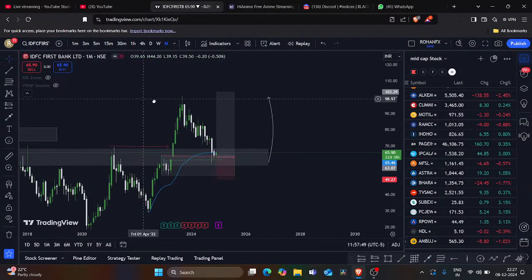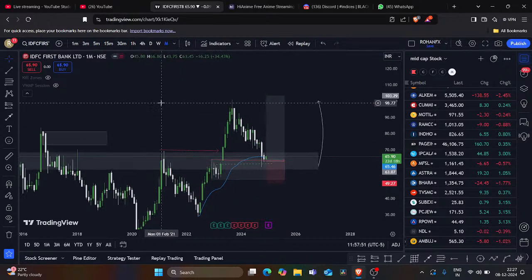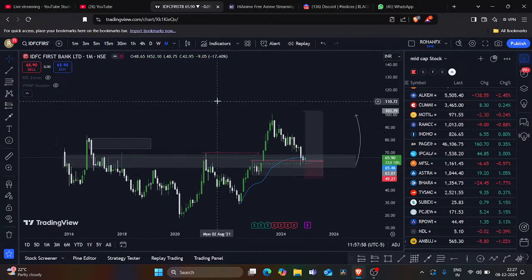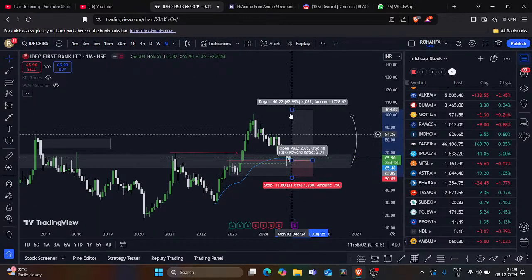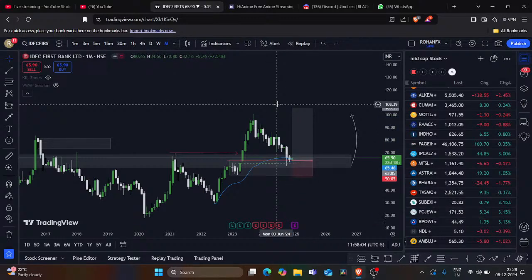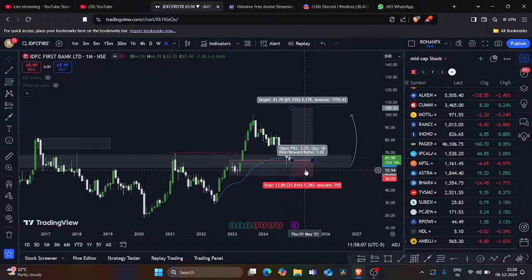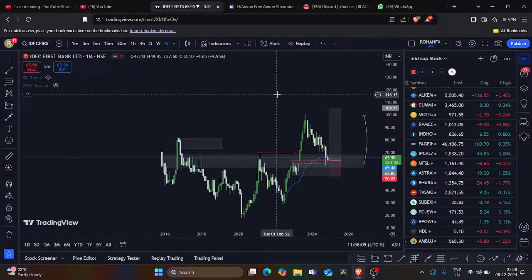So what we can expect here is a long-term trade, almost a 2 to 3 month swing trade or positional trade on IDFC Bank. You can enter right now, or if you had entered, just hold it for 1:3. Yeah, so you're risking 20% to gain 60% on this trade.